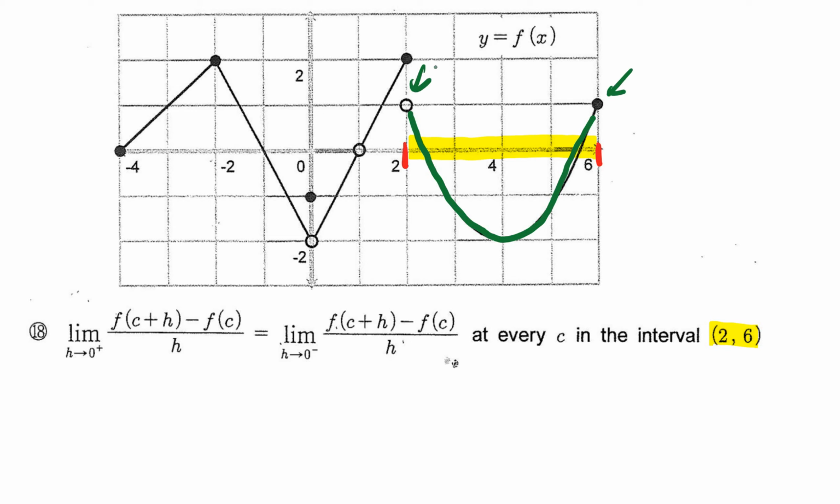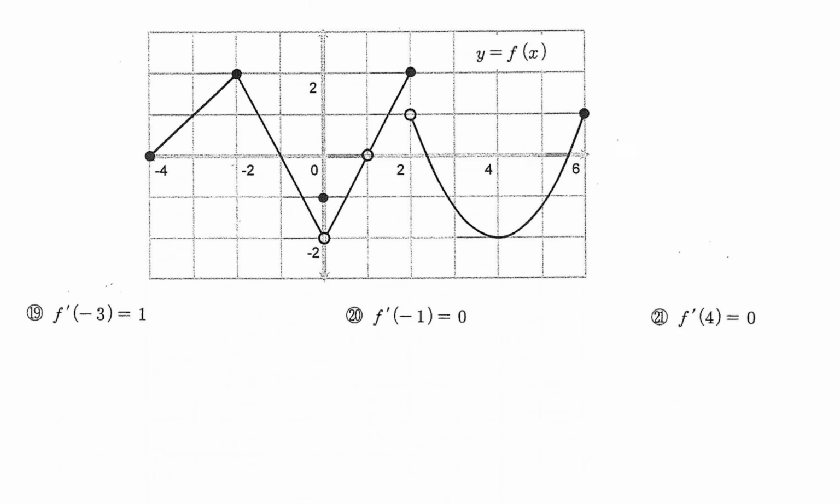So is it possible to find the slope anywhere in that interval? My answer is going to be yes, because I can draw tangent lines everywhere. These are all the tangent lines that I can draw in that interval. So yes, I can definitely find the slope at any given x value in the interval, so this is going to be true. Okay, let's move on to number 19 now.